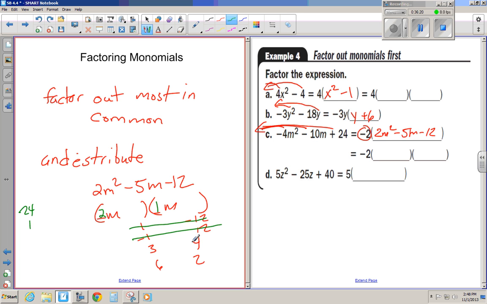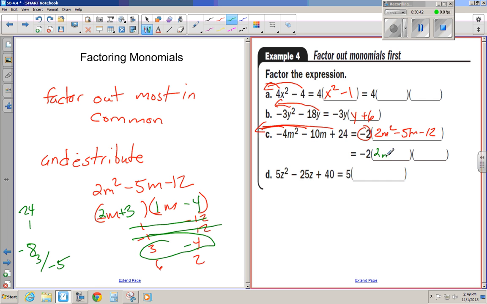2 times 4 is 8. Oh, let's make this negative 8. 1 times 3, that ends up being negative 5. These are the exact numbers we're looking for. So my total factored form, 2m plus 3, m minus 4.